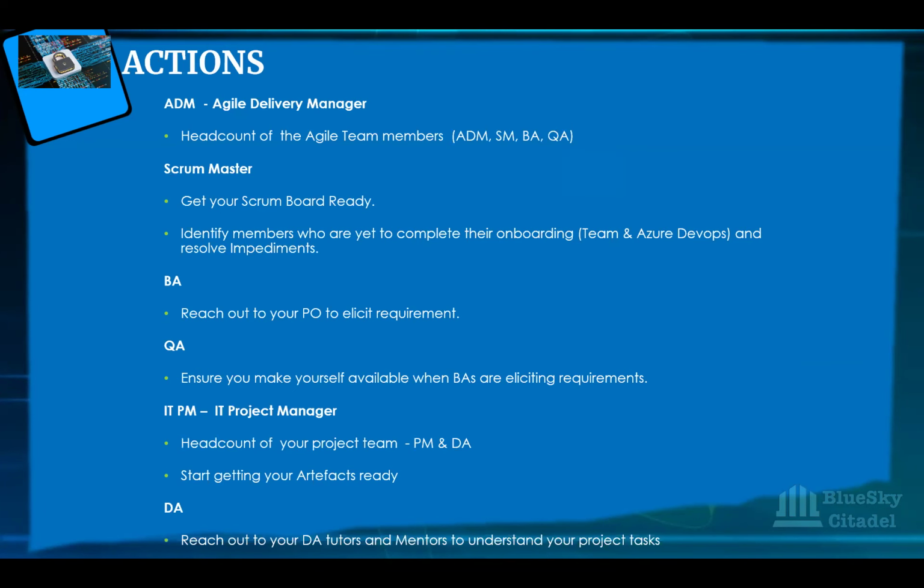So there are some immediate actions that Agile delivery managers, Scrum Masters, BA, everyone in the team need to do ASAP. And we encourage the ADMs because it's your team. You want to know how many Scrum Masters you've got, how many ADMs on your team, how many BAs and QAs. So over time, we're going to break some of these things down to you.